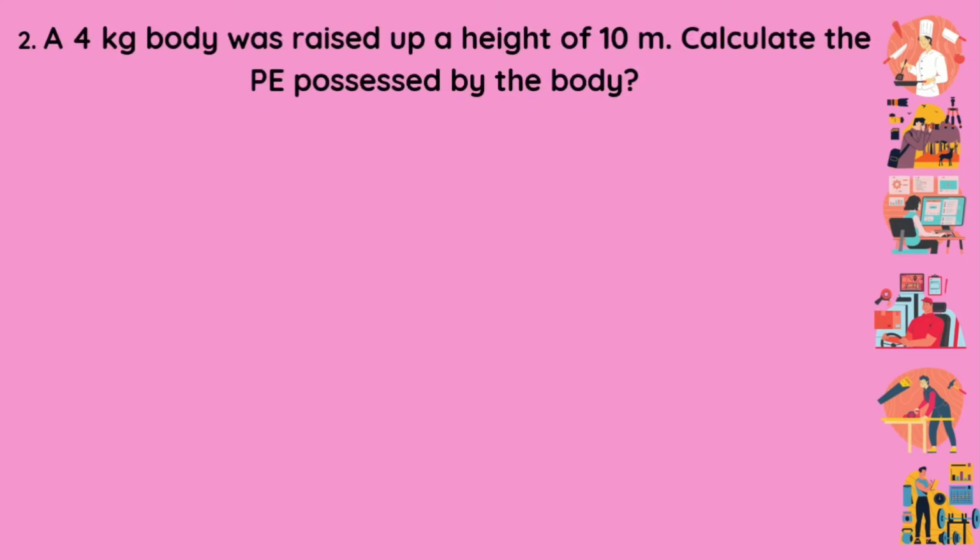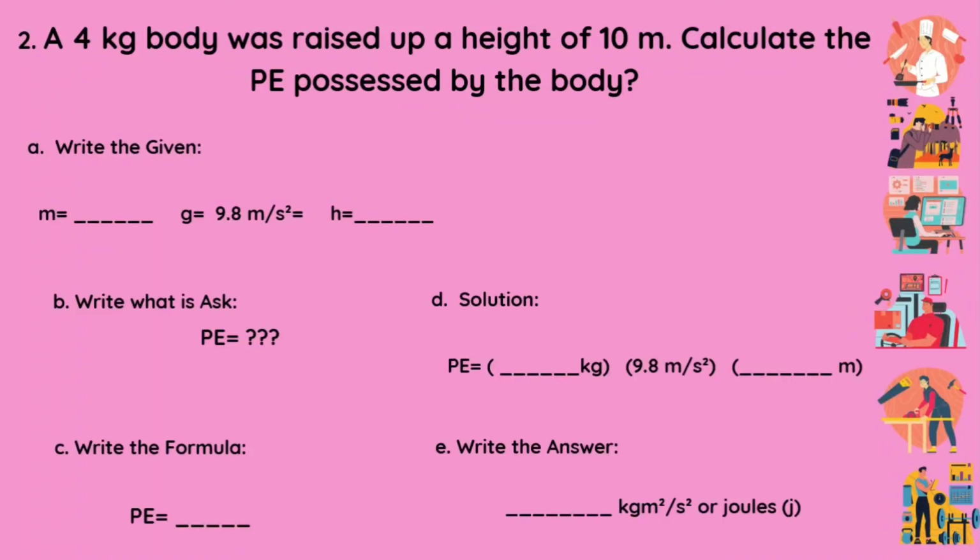Next problem. A 4 kilogram body was raised up to a height of 10 meters. Calculate the potential energy possessed by the body. Okay, I'll give you 20 seconds. 15 seconds. 10 seconds. 5 seconds.